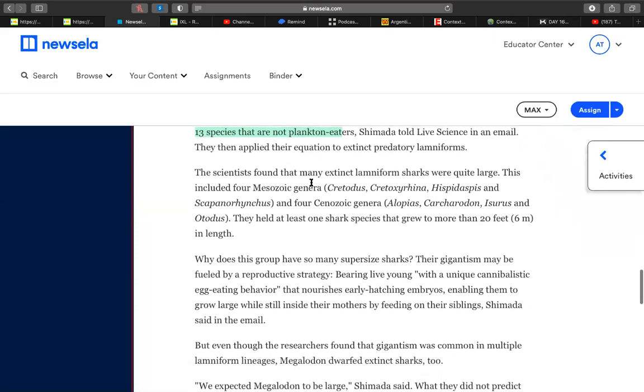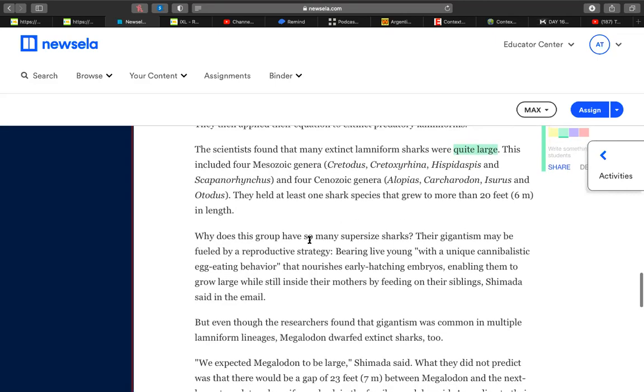The scientists found that many extinct lamniform sharks were quite large. This includes 4 Mesozoic genera, all these different scientific words, and 4 Cenozoic genera. They held at least one shark species that grew more than 20 feet in length. Why does this group have so many supersized sharks? Their gigantism may be fueled by reproductive strategy.